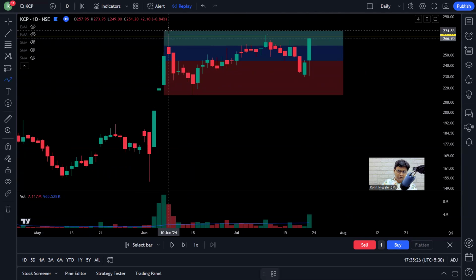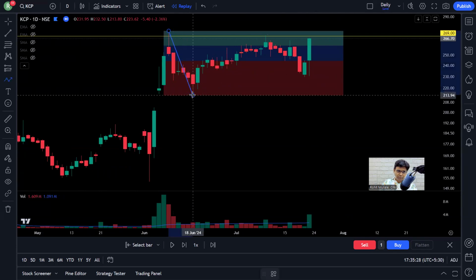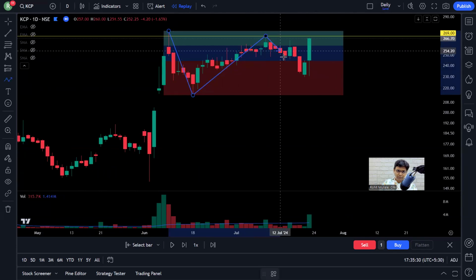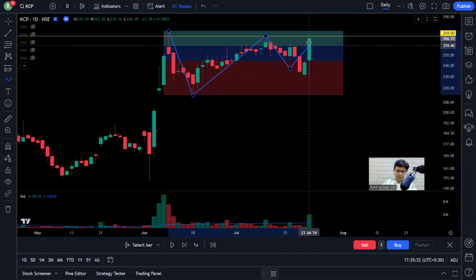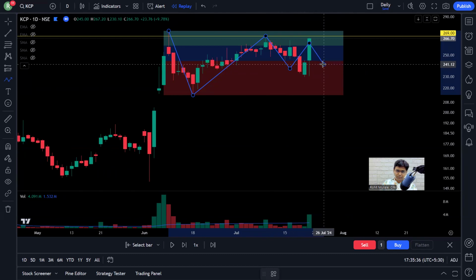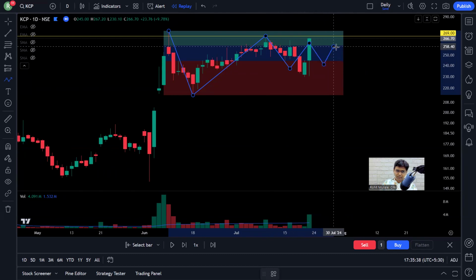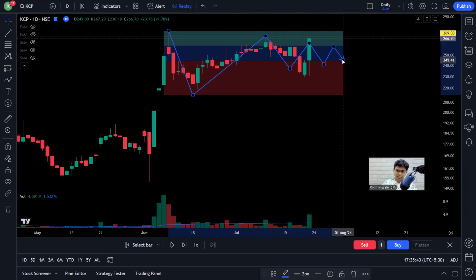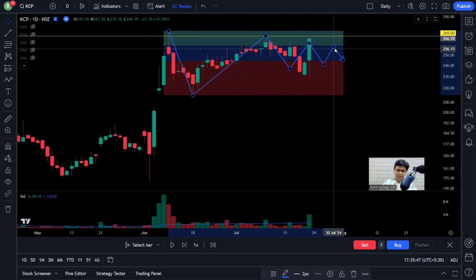So if this is point 1, this is point 2, this is point 3, I want point 4 here, I want point 3 here, sorry, 4, 5, 6, 7, this is what I would like to see. Okay, 1, 2, 3, 4, 5, 6, 7, 8. And this is where ideally I would like to buy.